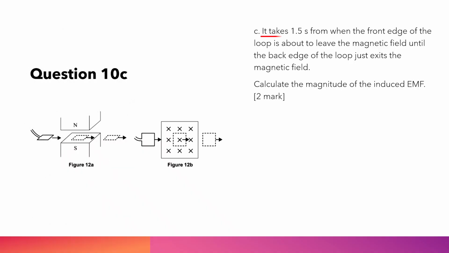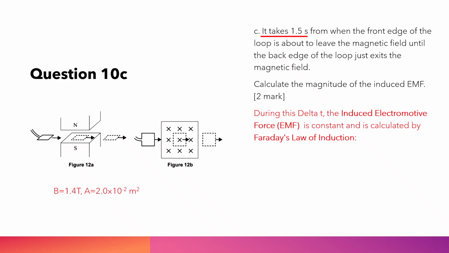The 1.5 s time interval measures the duration required for the loop to completely exit the magnetic field. During this delta t, the induced electromotive force, EMF, is constant and is calculated by Faraday's law of induction.